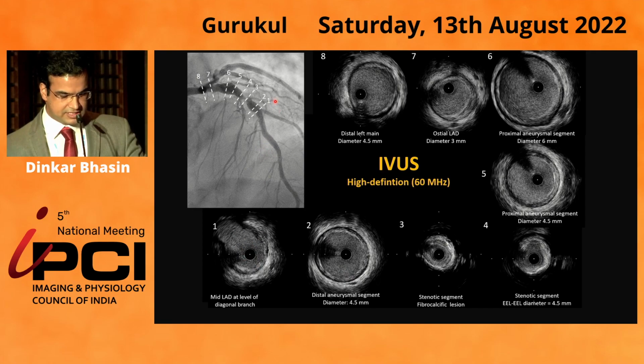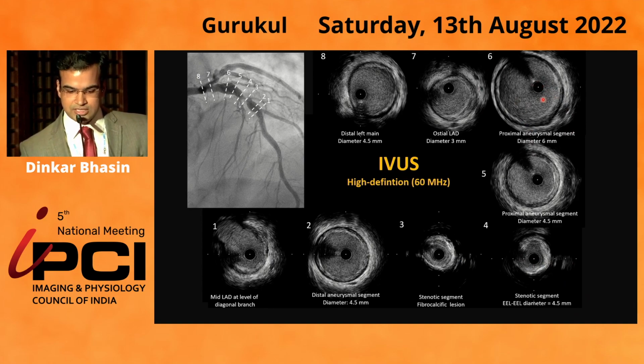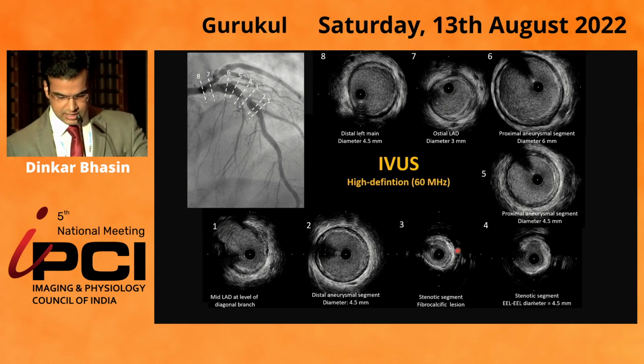There's a distal aneurysmal segment here, a luminal diameter of 4.5. We have the stenotic segment, which has calcium with acoustic reverberations and attenuation as well. So it's a lipid-rich plaque. Makes sense, the patient presented with ACS. We have the proximal aneurysmal segment, and we have the most proximal part of this aneurysm, which is very large, 6 mm in diameter. The ostial LAD is fine, and the distal left main is fine.